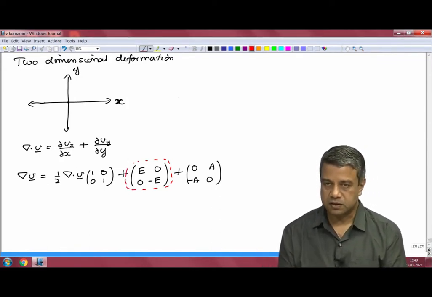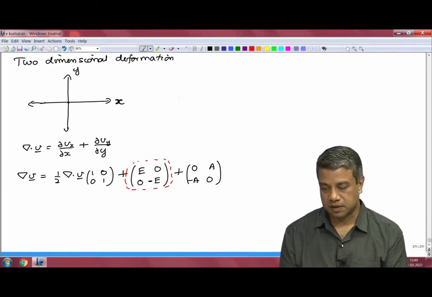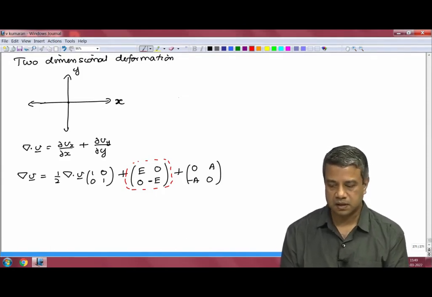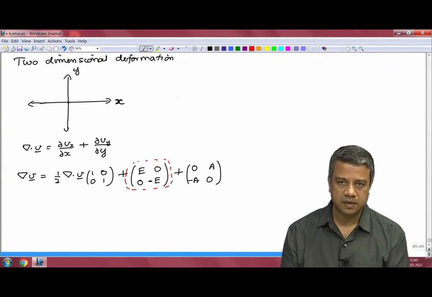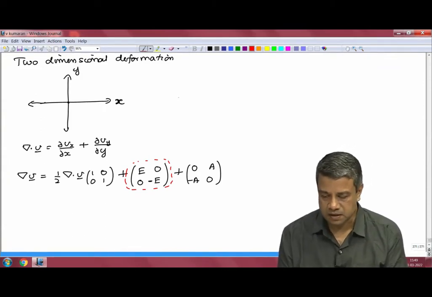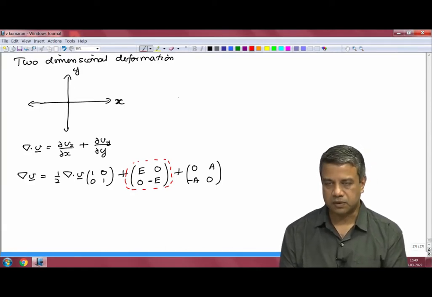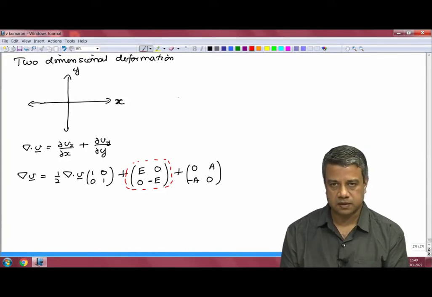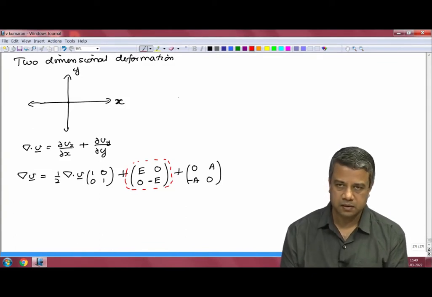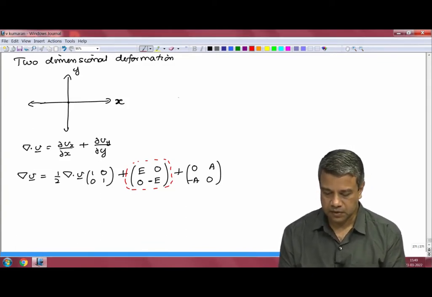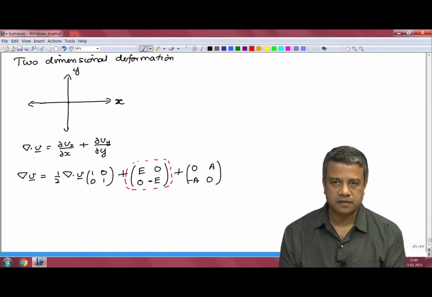So, it looks like it is a special case, but it is actually not, because any symmetric matrix in 2 dimensions can always be transformed to this matrix by rotating the coordinates. I will not go into the details of that, it is beyond the scope of this course, but you can always convert any matrix into the symmetric matrix by rotating the coordinates. So, these are the 3 different types of deformation.